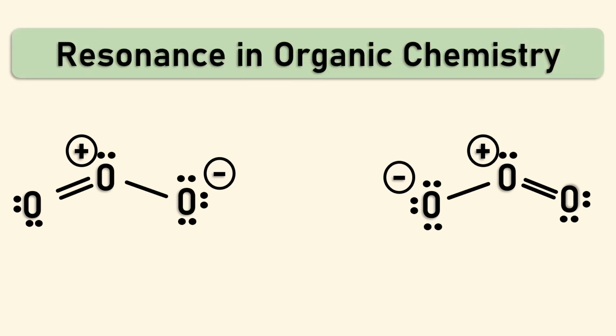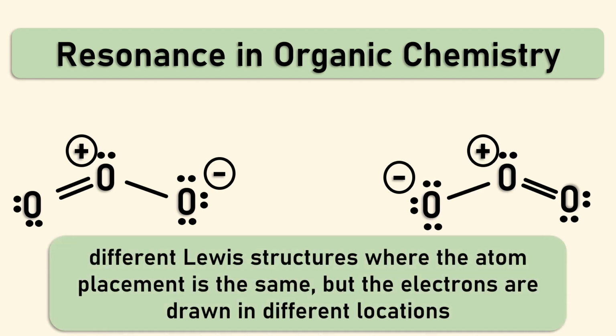For organic chemistry students, we can say resonance structures are different Lewis structures where the atom placement is the same, but the electrons are drawn in different locations, again, without breaking the octet rule for second row elements. These two definitions are saying the same thing, with the second specifically naming the different locations of the electrons. This is an important concept moving forward.